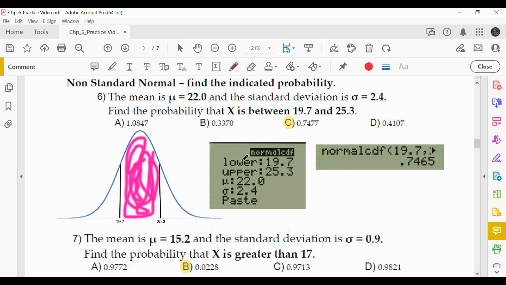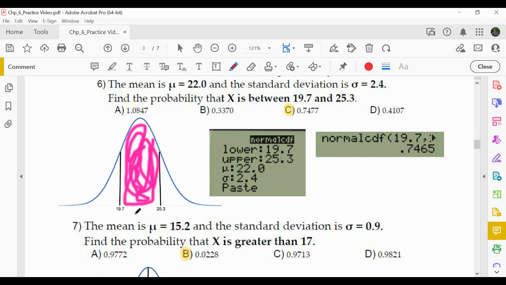So we flip the script now. We go to a non-standard normal. Big deal. The mean is not 0, standard deviation is not 1. Everything else stays the same: area to the left, area to the right, area in between. Find the probability that x lies between 19.7 and 25.3.